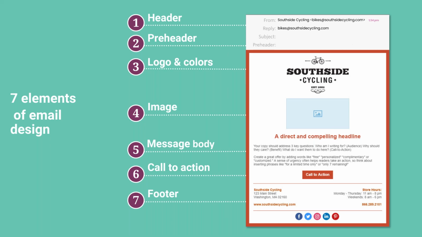So let's define a master template. This is the template that you can create and reuse, always making a copy of the master to send out the email. The master would include items like the header information. So that's your from email address, the reply email address, the subject pre-header. You've got your logo and colors. You've got your image, and then the message body.